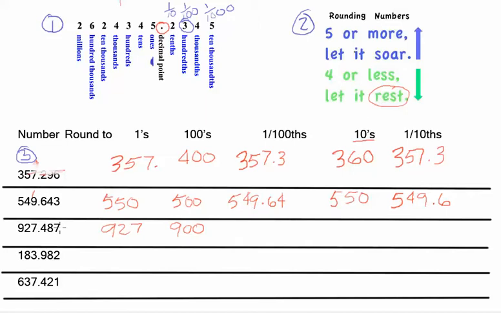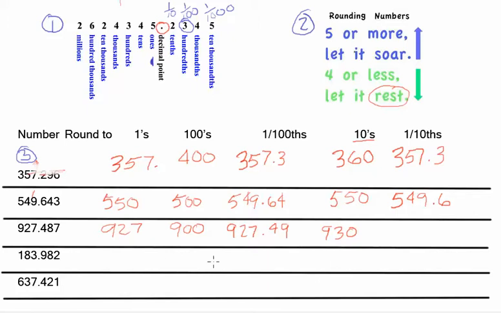Okay, the 1/100th place, in this case, our 1/100th place is an 8. The number next to it is a 7, so it's 5 or more, so we're going to let it soar. So 927.49, and we'll just chop off the 7, because that's in the thousands place. Okay, for the tens, tens are a whole number, so our tens place is the 2. Look to the right, it's a 7. So the 7 is 5 or more, so we're going to let it soar. So in the tens place, 930 is going to be our answer.